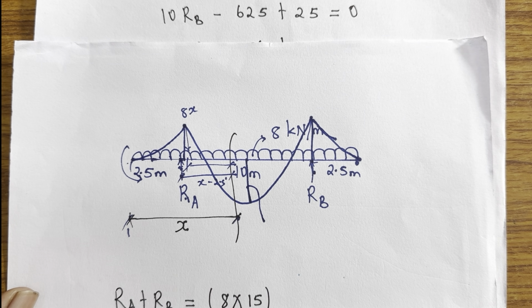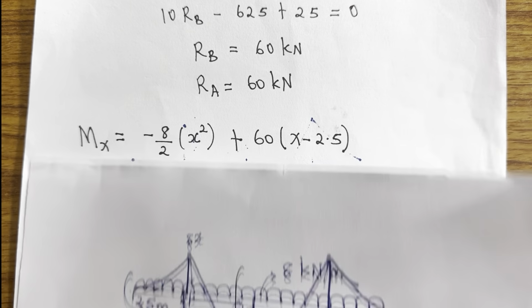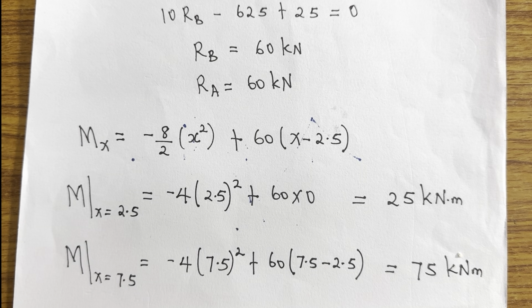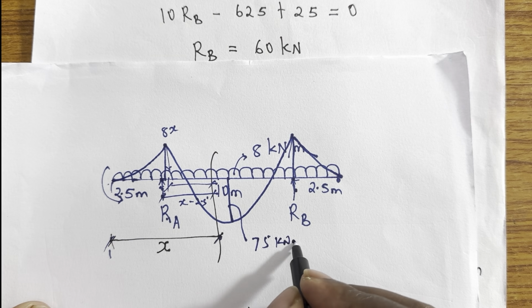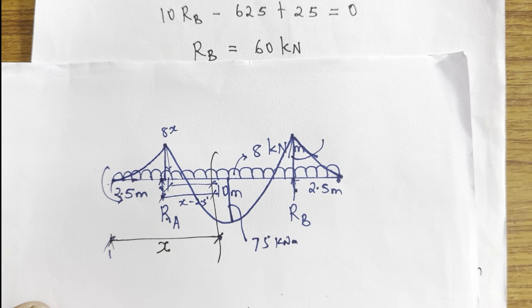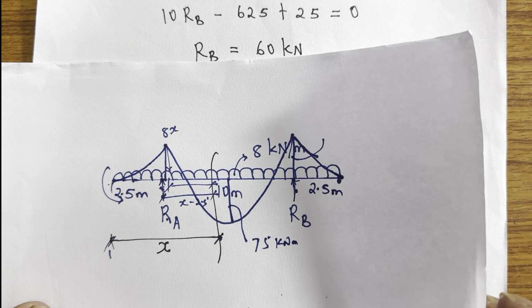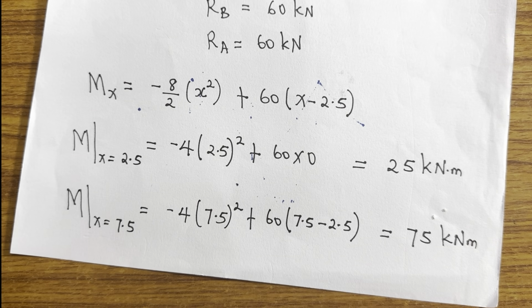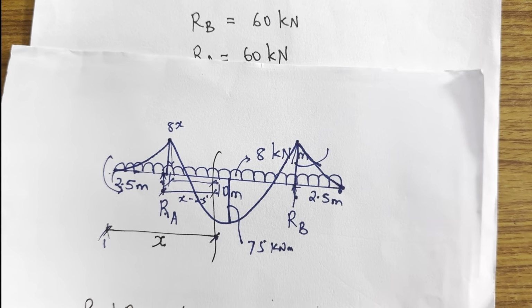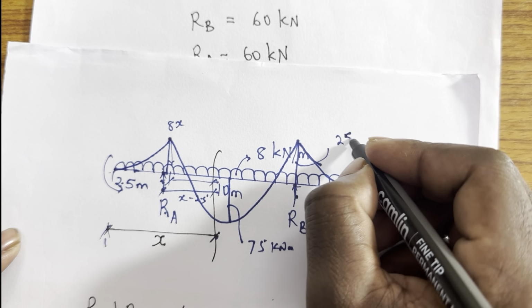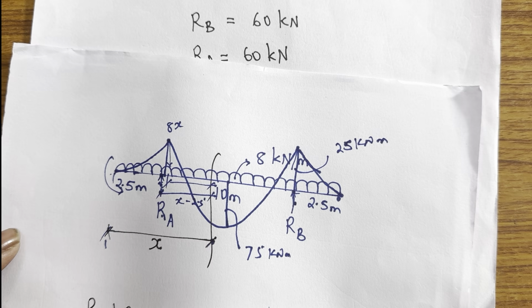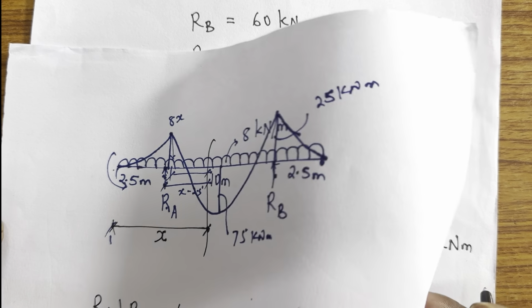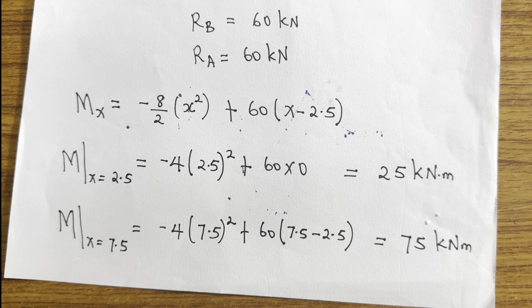Okay, so what are the corresponding values? At 7.5, 75 kilonewton meter. Then at the support, or at 2.5 from either side, the value is the same, which is 25 kilonewton meter. That was the most important step that you had to learn so that you can clearly continue and solve this problem. Now let's have a look at what we have to proceed with.